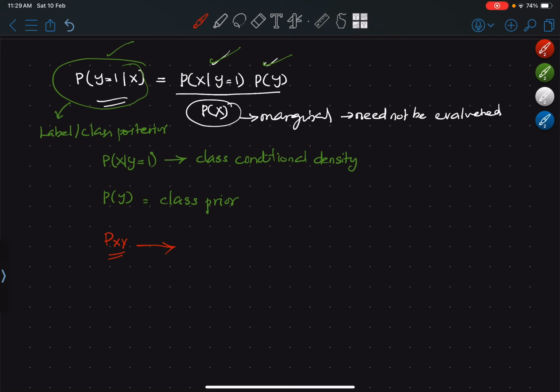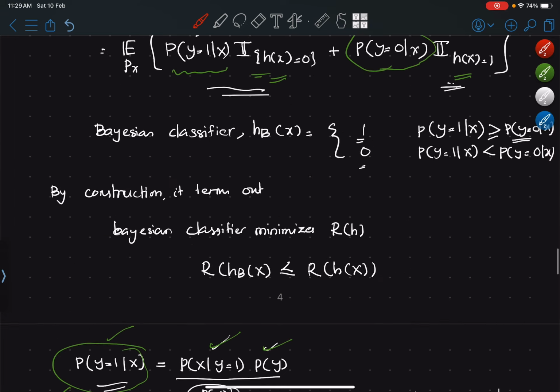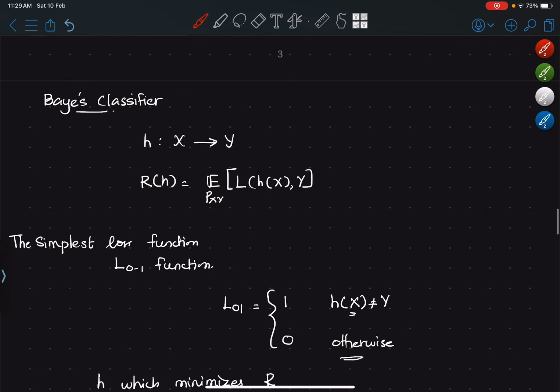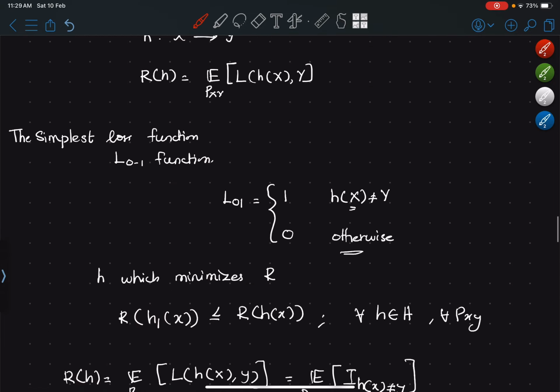How we estimate these class conditional densities and class priors fuels the further lectures of this course. So we'll look at the estimation part later. That's what we will discuss. Okay. So this is it for this lecture for the time being.